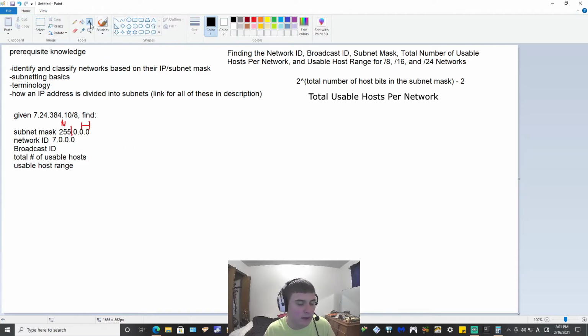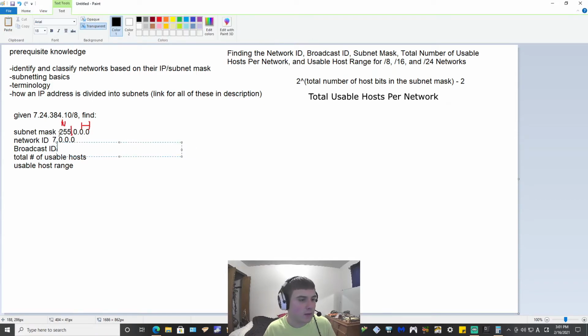And if you've seen how this process goes so far, you would know that for our broadcast ID, again, we go to the subnet mask. 255, this 7 is not going to change. Now, if you think about it, the rest of these numbers, since these in the subnet mask are 0, we're going to set them to 255.255.255. And this is our broadcast ID for this network.